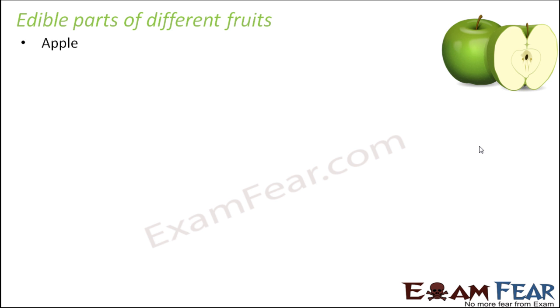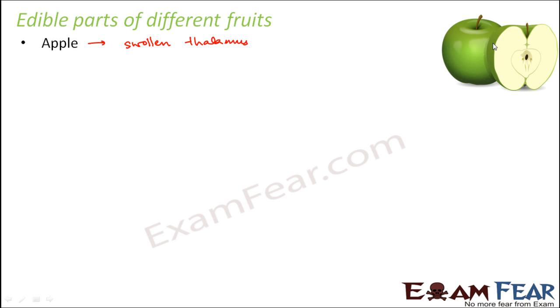So first let us talk about apple. In apple the edible part is nothing but the swollen thalamus. Now you might be surprised to know that because it doesn't look like that. This entire thing looks like a fruit. But what is this fruit? It is nothing but a part of the thalamus. We already talked about what thalamus is.